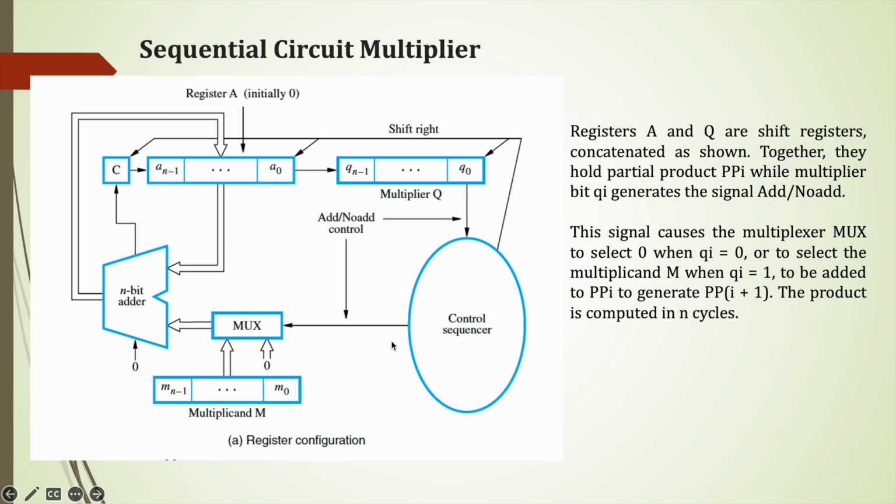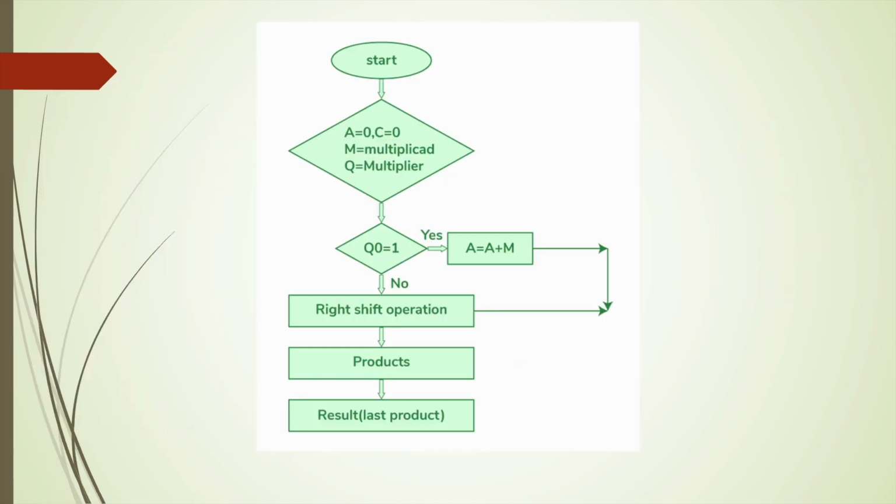Let us see how the sequential circuit multiplier works to calculate the multiplication of two numbers. A is 0 and carry is 0. M contains the multiplicand and Q contains the multiplier. We keep on adding the multiplicand based on the least significant bit of Q. If it is 1, we have to add the multiplicand to the partial product.